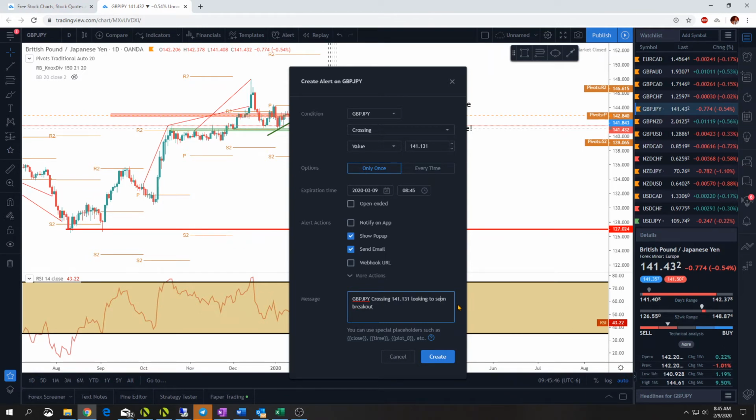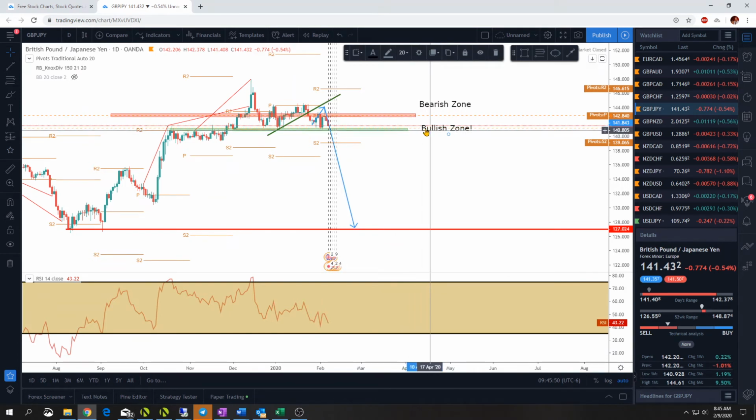See what I did to you guys there? I put looking to sell on breakout. Even though I got my bullish support there, I want to sell here on a breakout. If we get a bounce, I'll be looking to buy. However, this is too tight of a range. I'm really looking for a breakout when I see price stuck this close.